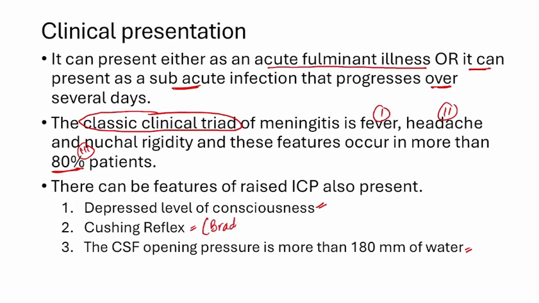Bradycardia, hypertension, and irregular breathing. Right, this is the Cushing reflex or Cushing triad. Depressed level of consciousness like stupor or coma may be there.